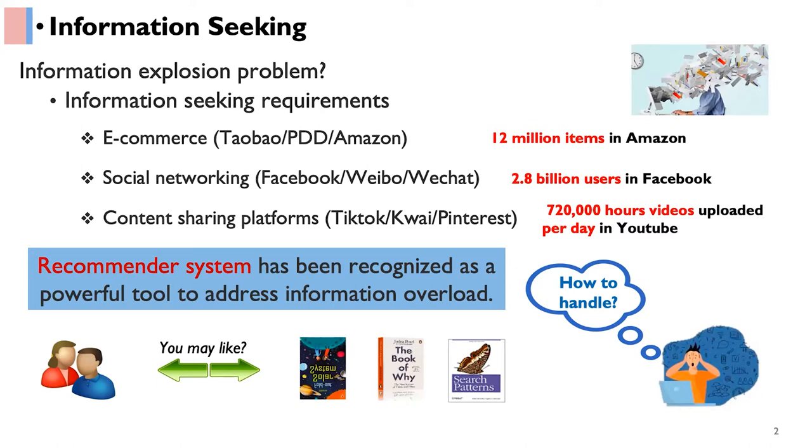Aiming to help us address information overload, the recommender system has been recognized as a powerful tool. The key target of a recommender system is to recommend the proper items or the proper content, so that we can get information that matches our interest without a lot of exploration.